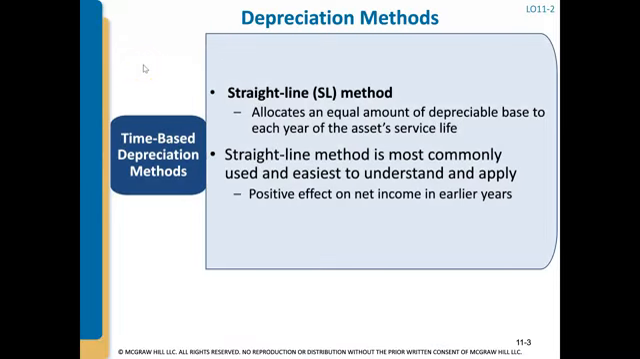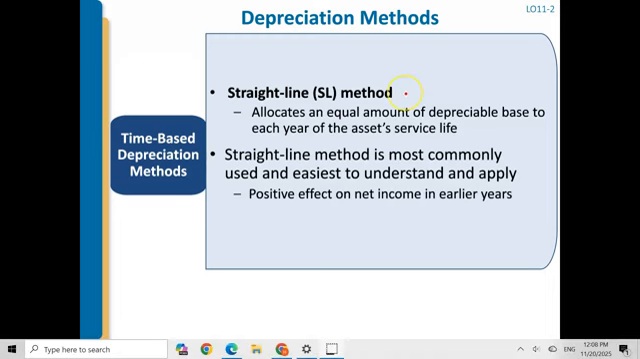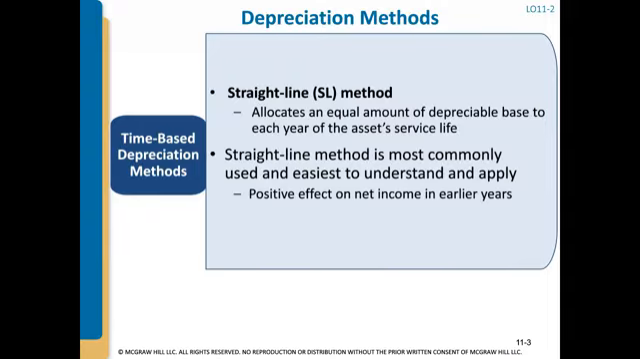There are time-based depreciation methods and activity-based depreciation methods. We'll start with the time-based methods. The first one and most common is called the straight line method. The straight line method allocates an equal amount of depreciable base to each year of the asset's useful service life or useful life. It's the easiest one to understand, and it provides a positive effect on net income in earlier years versus an accelerated method. That's what it means. And when we go to the accelerated method, you'll see what we mean.